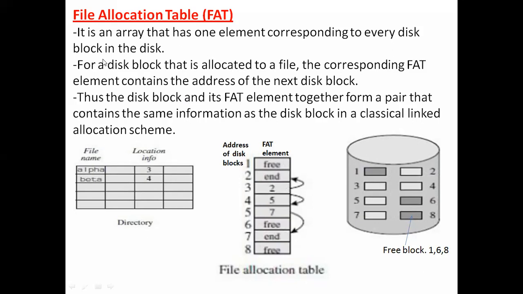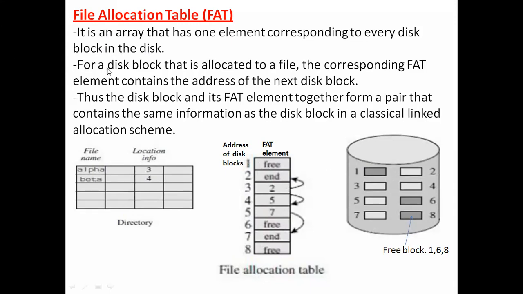Basically, a file allocation table is an array that has one element corresponding to every disk block on the disk. You can see the array structure here, where this column indicates the addresses of the available disk blocks, from 1 to 8. Each and every field in the FAT table will have an entry corresponding to every disk block in the disk.